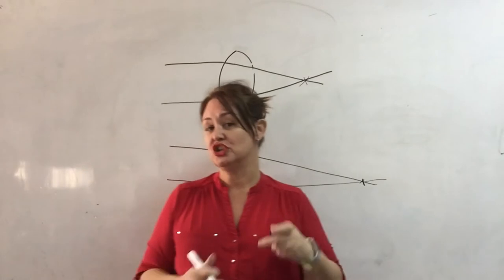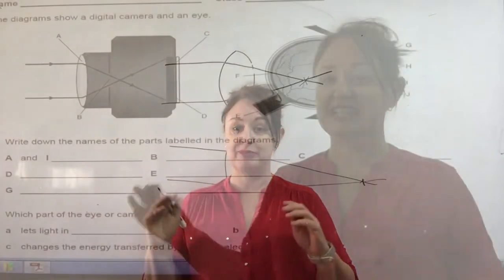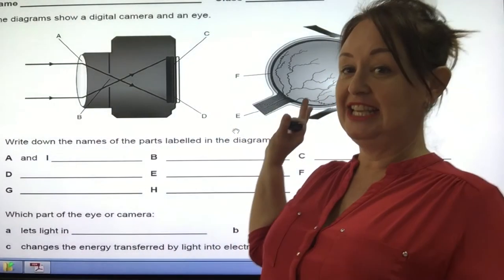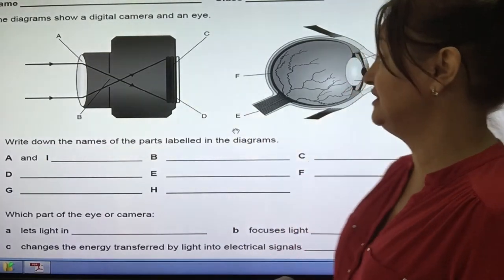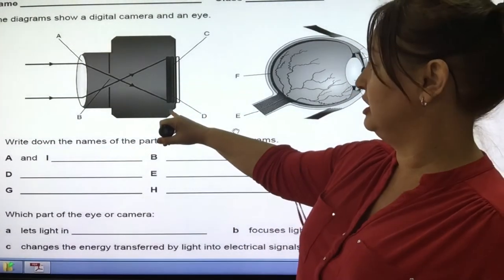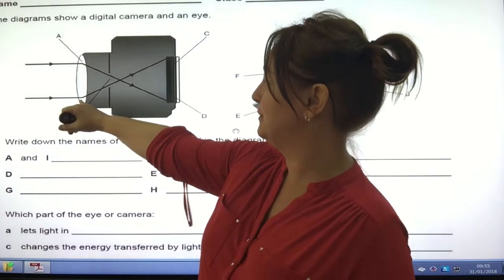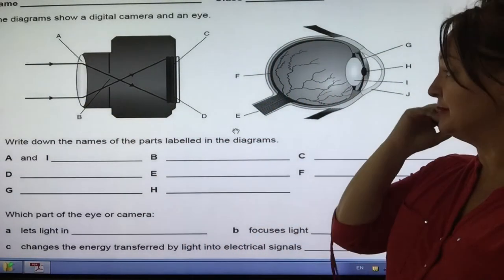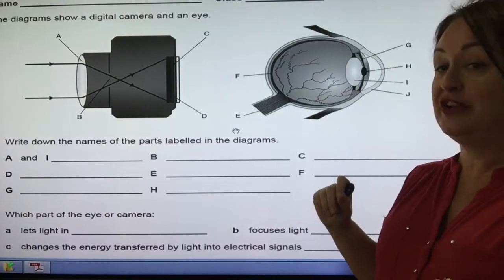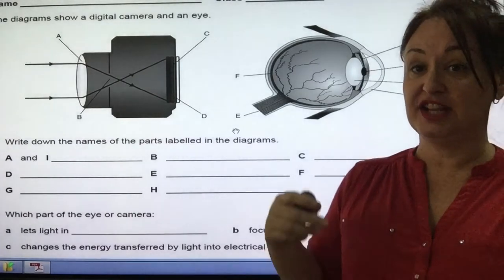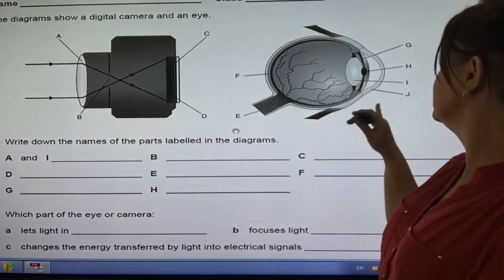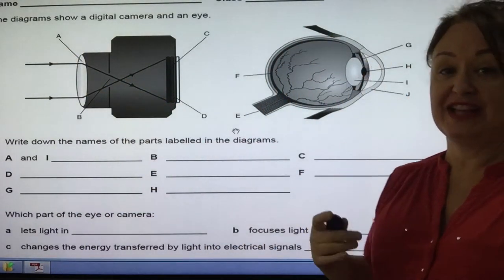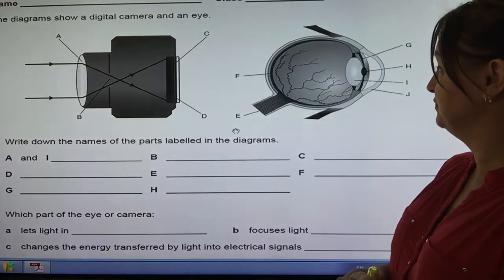So what we're going to do next is look at how that relates to the camera. Let's have a look at the difference between the eye and the camera. There's similarities and there's differences. If we look at the camera here, we can see that there's a lens, and here we've got a lens. Also, there's an aperture, there's an opening. That's what it's called in a camera, for the light to go through. And here, we've got the pupil, that's what controls the light going through.